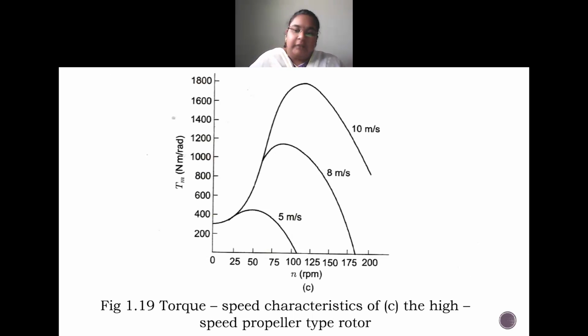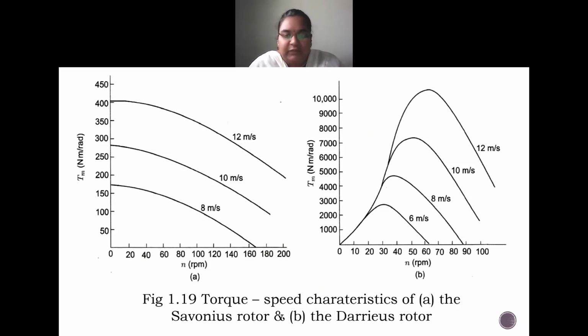Whereas the high speed propeller type rotor has a starting torque. It doesn't need any external push or energy to start. It can start by itself. As we increase the speed of the machine, the torque reaches a maximum point and then gets reduced. Because of this nature, the high speed propeller type rotor as well as the Darrieus rotor are used for electrical power generation.